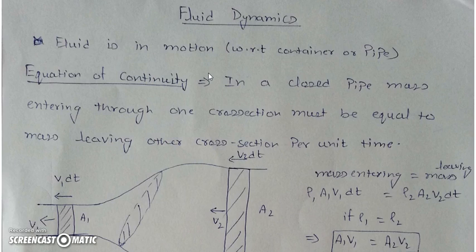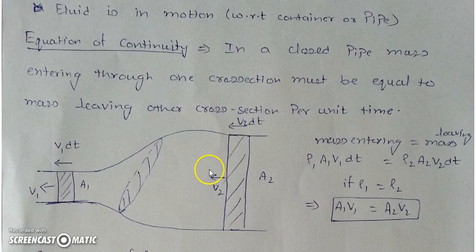Mass entering through a cross section of a pipe must be equal to mass leaving through another cross section of the pipe per unit time. In this diagram, we can show you a pipe having variable cross sections. At this point, the cross section is A1 and at this point, the cross section is A2. The fluid is moving with velocity V1 at this point and with velocity V2.